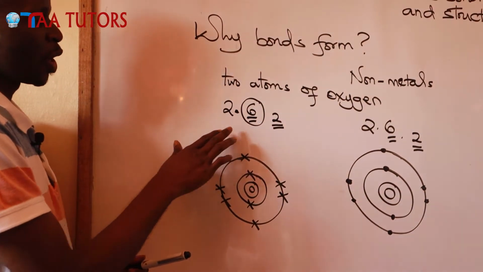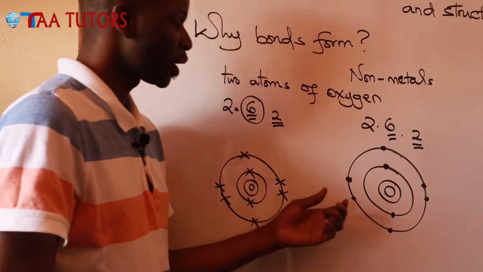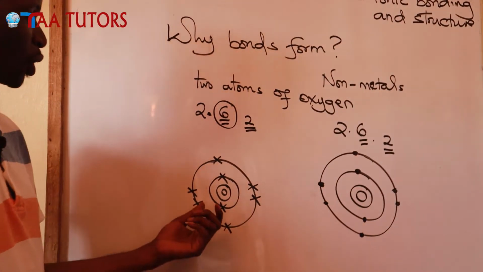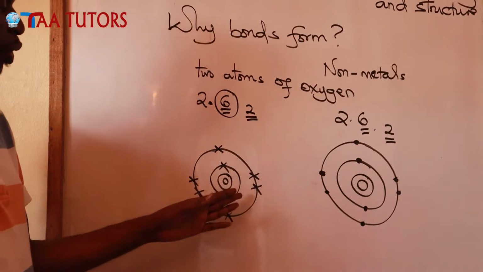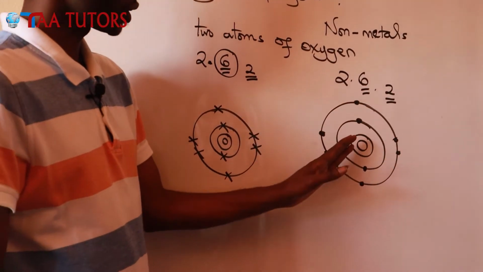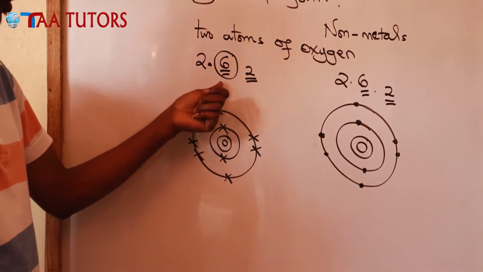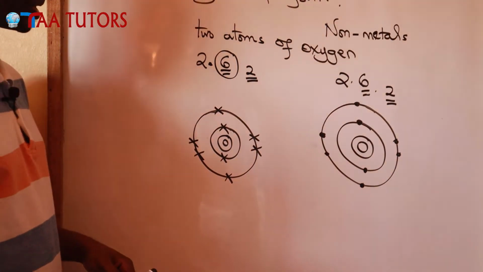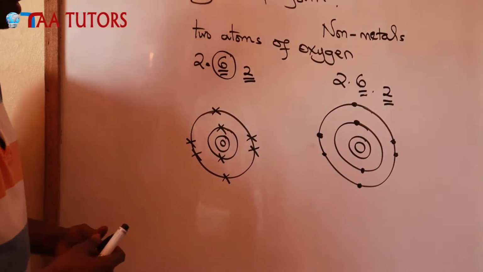Now there's no way this oxygen atom will lose 2 electrons to this one here, and there's no way this oxygen atom can lose 2 to go the other side, because this one requires 2 to be stable. This atom also requires 2 electrons to be stable. So then what happens here?